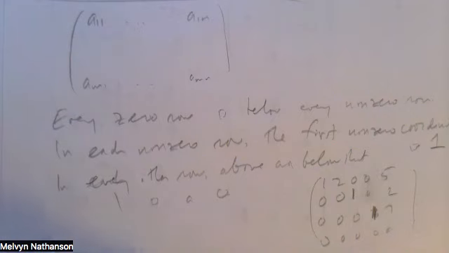And there's one other property. As you go down from a non-zero row to another non-zero row, like here to here, the first non-zero, which is a 1, is to the right.